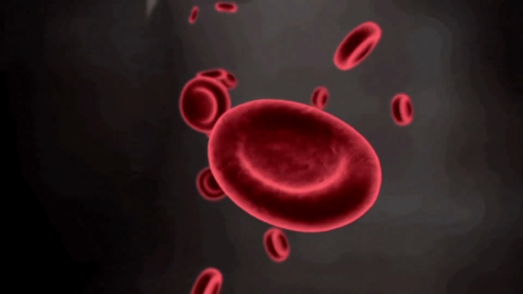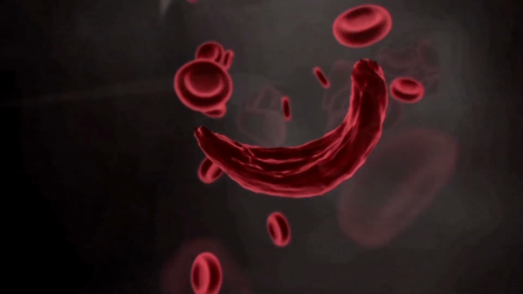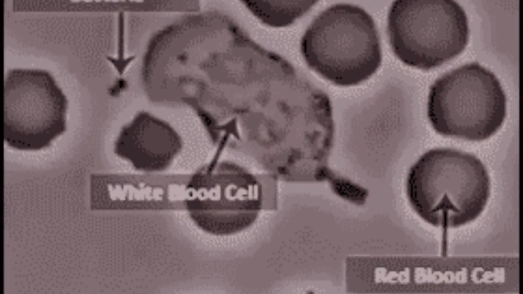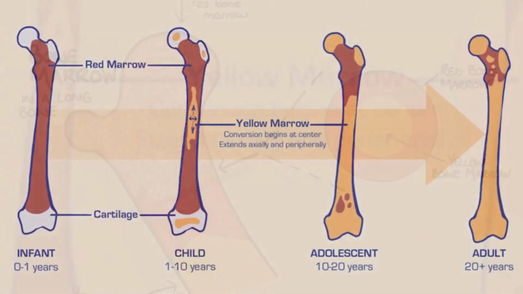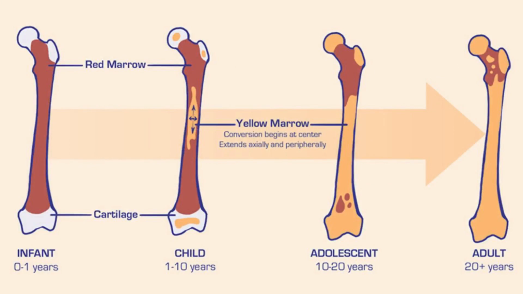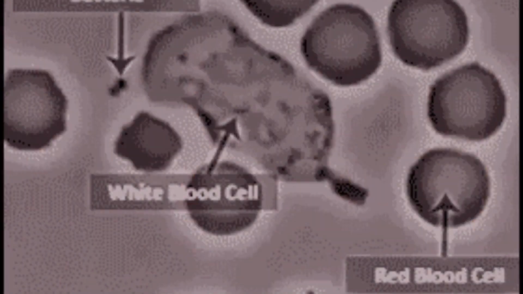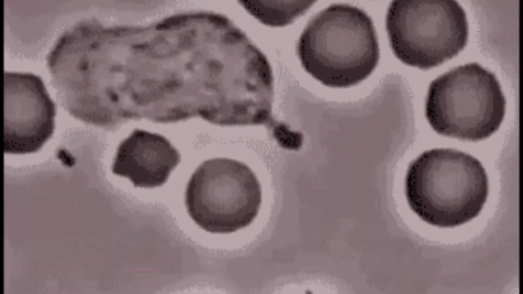Another important function of the spinal column is blood cell production. Within the vertebral column, specifically in the spongy bone of the vertebrae, red bone marrow is found. Red bone marrow is responsible for producing red blood cells, white blood cells, and platelets through a process called hematopoiesis.